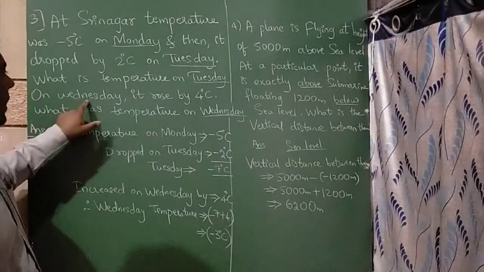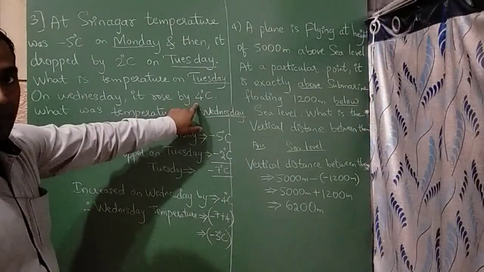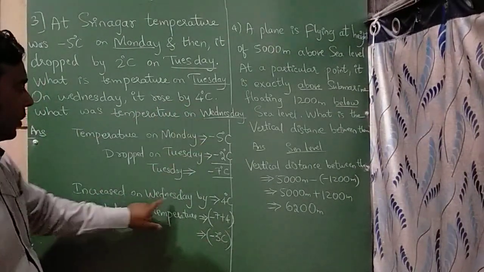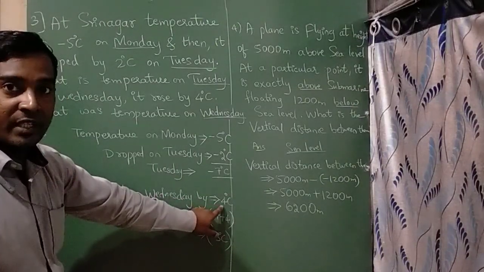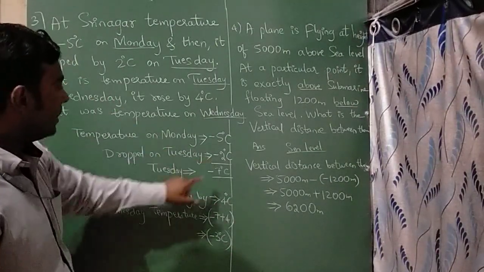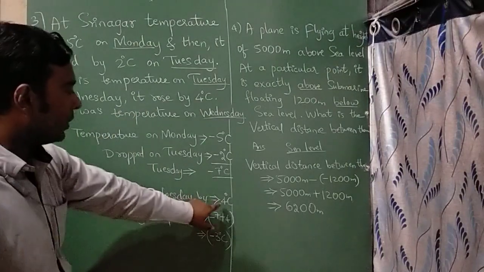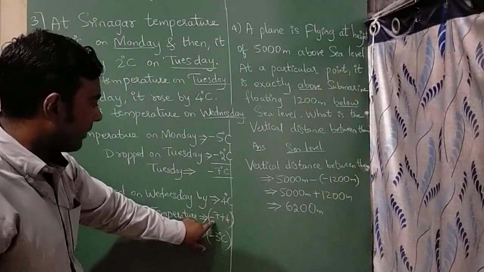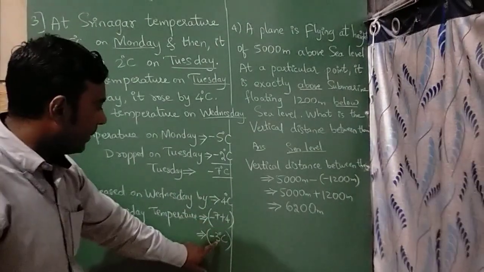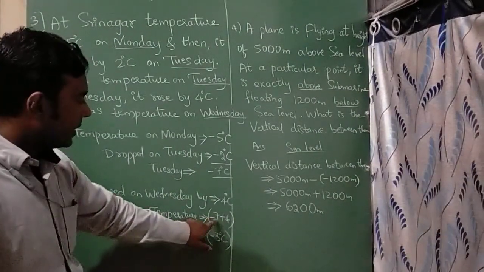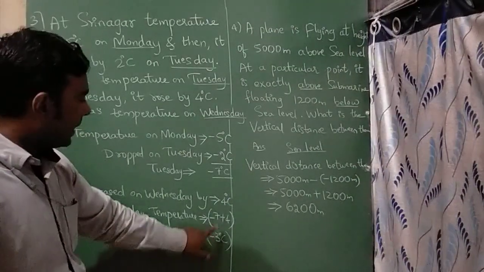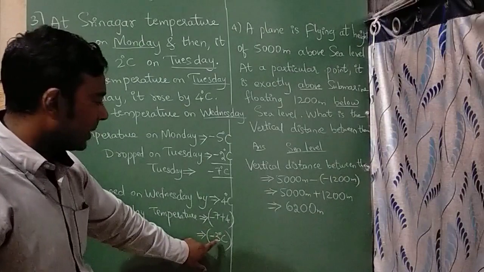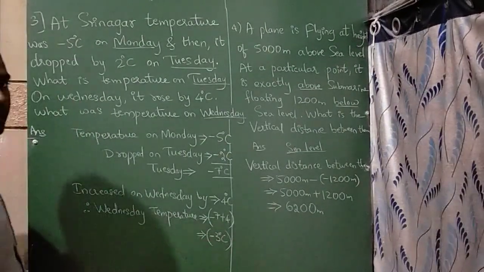Now next, on Wednesday it rose by 4 degree. Okay, what is the temperature on Wednesday? So increased on Wednesday by 4 degree, that is positive. Dropped means negative, and since it is increased, so it is positive. So Wednesday temperature will be minus 7 plus 4 will become minus 3. Minus into plus is minus, and bigger number carries minus sign, so it is minus. So minus 7 plus 4 is minus 3 degree Celsius.